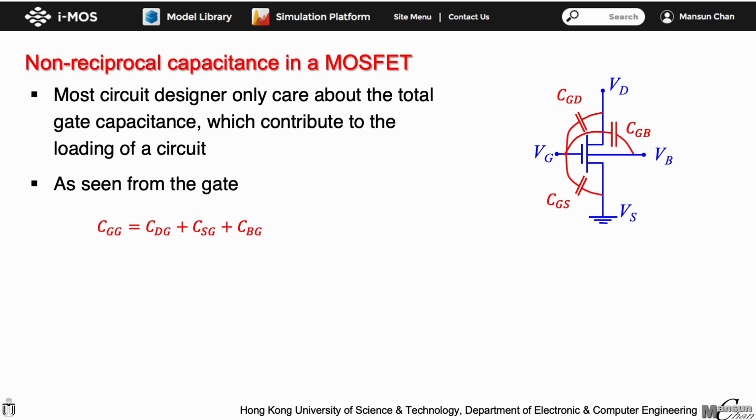To analyze this, we note that the total charge stored in the terminal will not change if all voltages are varied by the same amount. That is, the sum of dQg/dVg, dQg/dVd, dQg/dVs, and dQg/dVb is 0. After replacing the partial derivatives with the corresponding capacitances and rearranging the terms, we have the value of CGG is also equal to CGD plus CGS plus CGB.